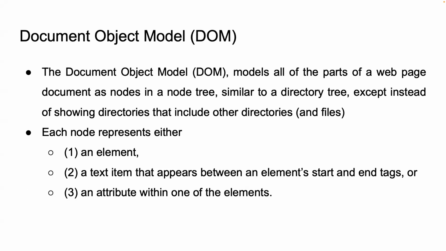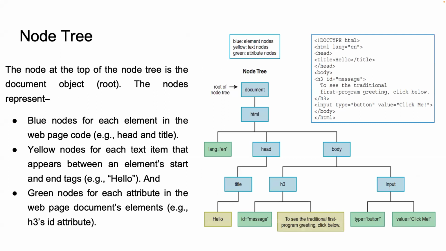The document object model, or DOM, models all of the parts of the web page document as nodes in a node tree, similar to a directory tree, except instead of showing directories that include other directories and files, each node represents either an element, a text item that appears between an element's start and end tags, or an attribute within one of those elements. Here is an example of a node tree.